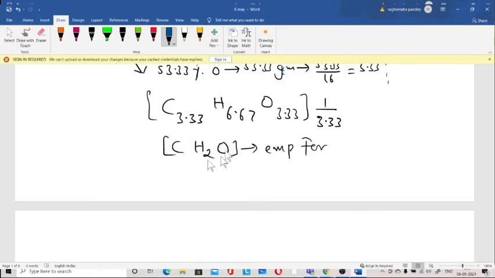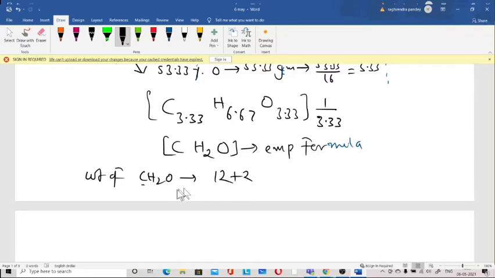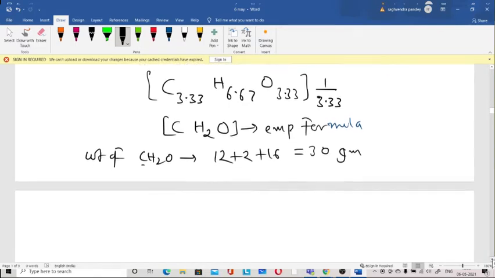Okay, now coming on, that is your empirical formula. Okay, now we have to take the weight of this, weight of CH2O. So what is the weight of CH2O? 12 is the weight of carbon, plus 2 is the weight of hydrogen, because hydrogen is 1, so 1 into 2, 2 plus 16. So how much it is? 30. Okay. It is 30 gram. That is called as empirical formula weight. Simple.